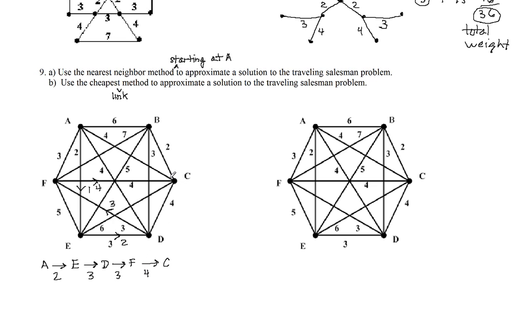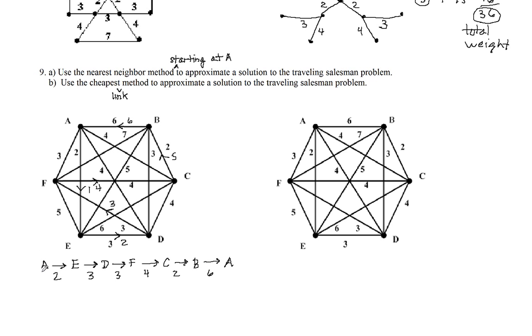And then from C, we don't want to go back to A yet, so we have to go to B. So this is going to be 5th. So C to B, and that's 2 units. And now we're up at B, and we end up by going back to A. So that's going to be our 6th move, and that's length 6. So B back to A is length 6.